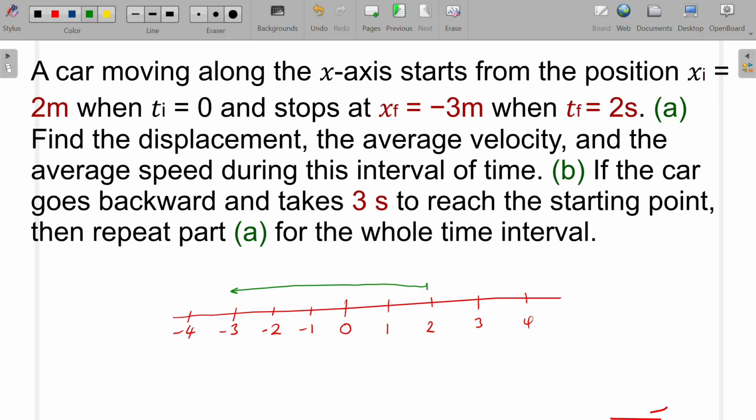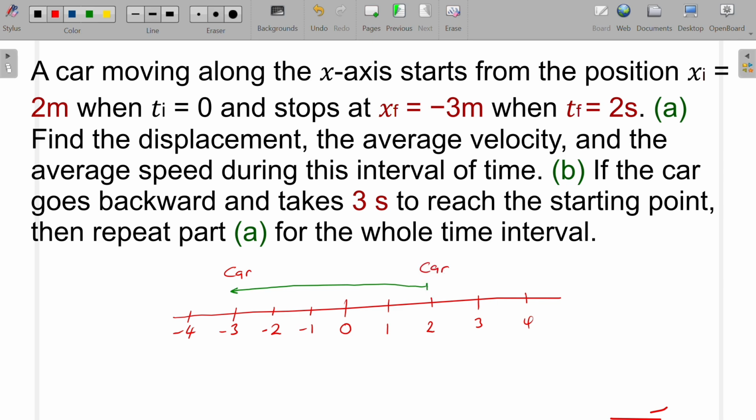The first question is saying, find the displacement. Now, displacement is just the overall change in position. In this case, the object we're talking about is the car. The car was at this point here, and then the car is now here. So we can see it has changed its position from this position to its new position. The overall change in position is what we call displacement.